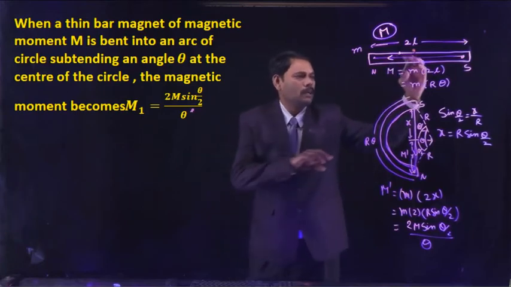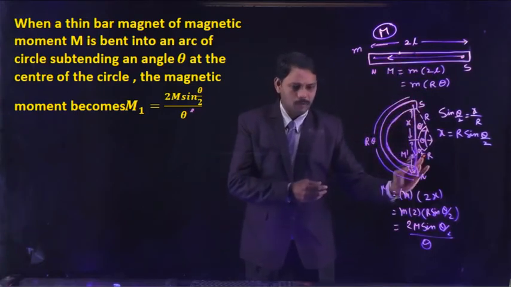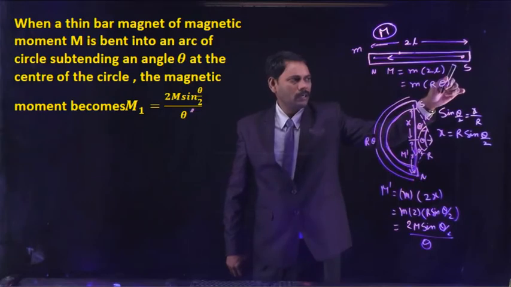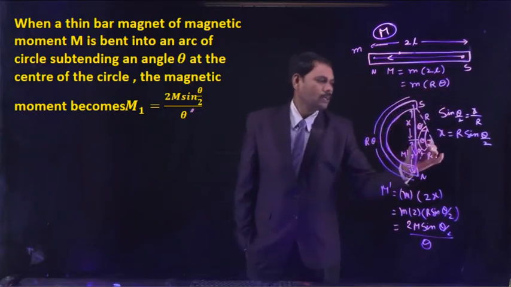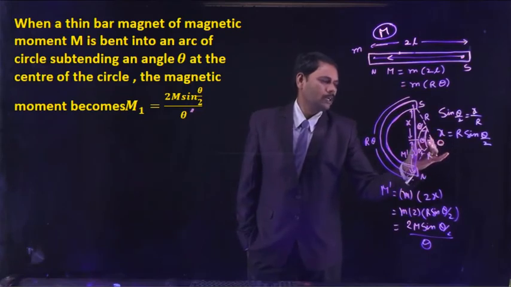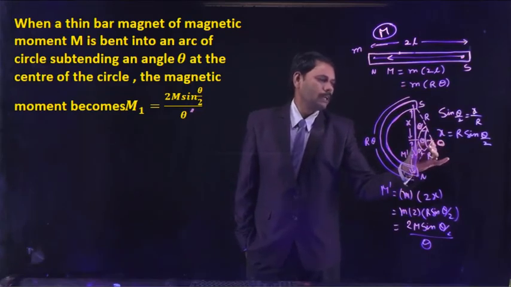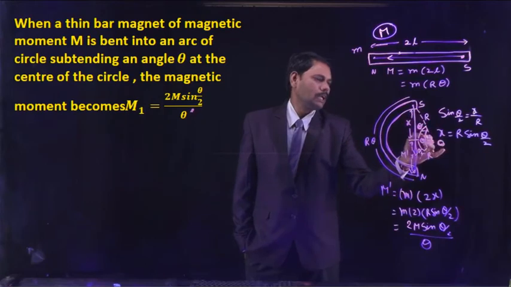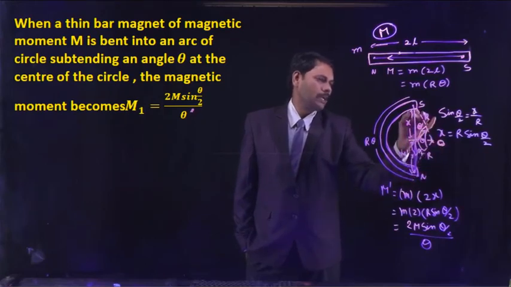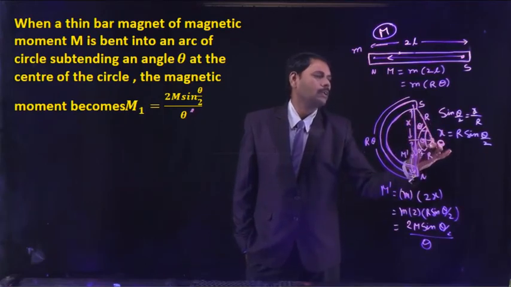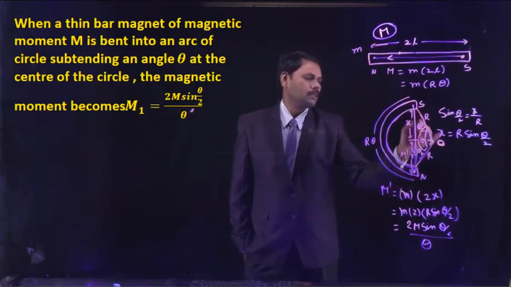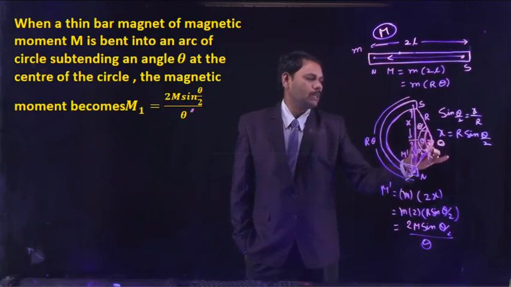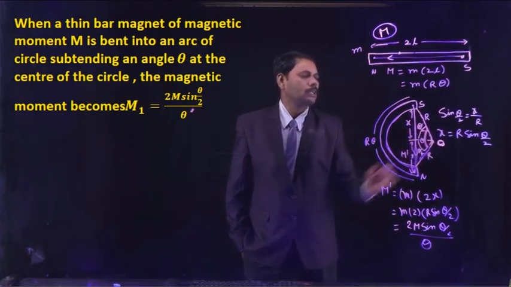Now this magnet is bent into arc shape. See the diagram. This bar magnet is now bent into arc shape such that O is the center of the circle. This is one edge of the magnet and this is the second edge. The total angle between the two edges of the magnet is equal to theta.